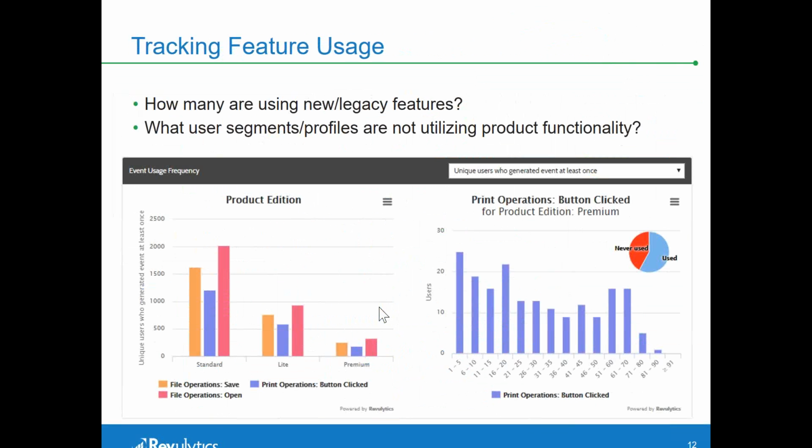So knowing exactly how many people are using it will give you an idea of how popular a feature is, whether you should invest more in this feature. And you can also discover stuff like in this case, we're seeing 40% of users are never using the print button operation. So why is that? Is it because they're not finding out about it? Is it because they use it once and they never use it again? So these types of reports will give you those answers.